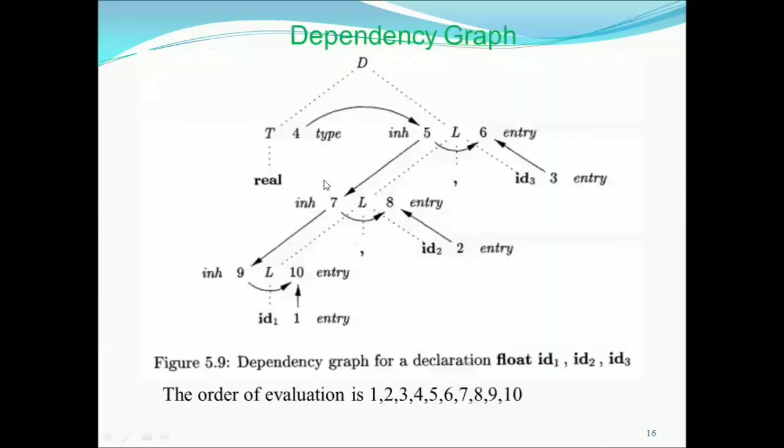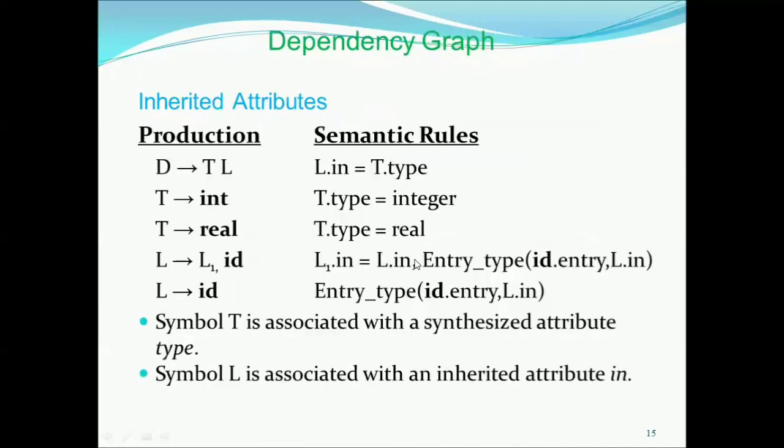Now once I get this particular data type, I can make an entry into the symbol table. In order to make an entry into the symbol table, I must know the inherited value, that is the data type, and also I must know the value of this particular ID. Then I know the ID value. Since I know the data type also, I make a call to a function. What is the function I'm going to call? I'm going to call a function that is addtype(ID dot entry, L dot in).